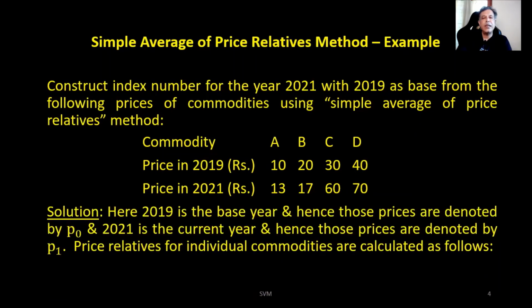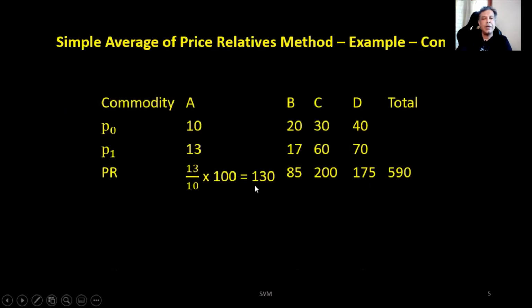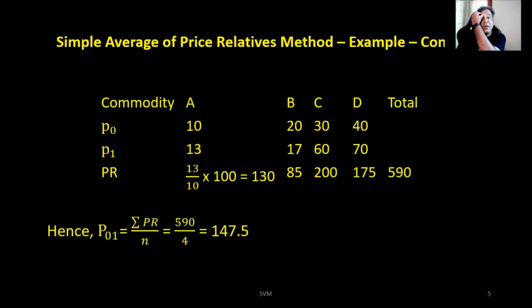You first calculate the price relative for individual commodities, that is 13 by 10 into 100, 17 by 20 into 100, 60 by 30 into 100, 70 by 40 into 100. Here it is. Similarly, 17 by 20 into 100 gives you 85, 60 by 30 into 100 gives you 200, 70 by 40 into 100 gives you 175. The sum of all the price relatives gives you 590. That means the current year's price index is summation PR, which is 590, divided by the number of commodities, which is 4. So you get 147.5 as the current year's price index.